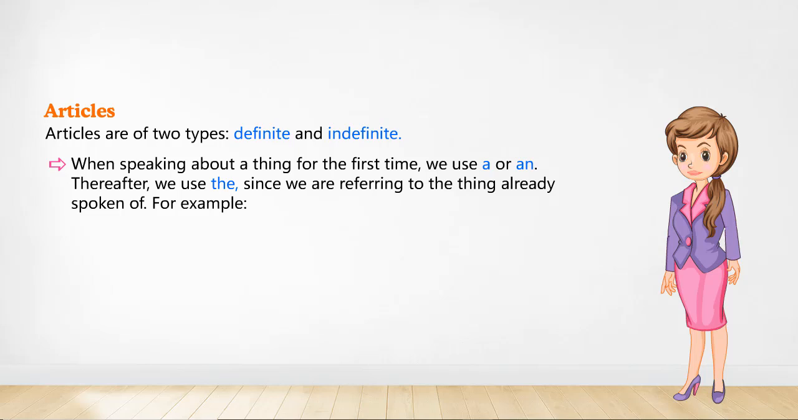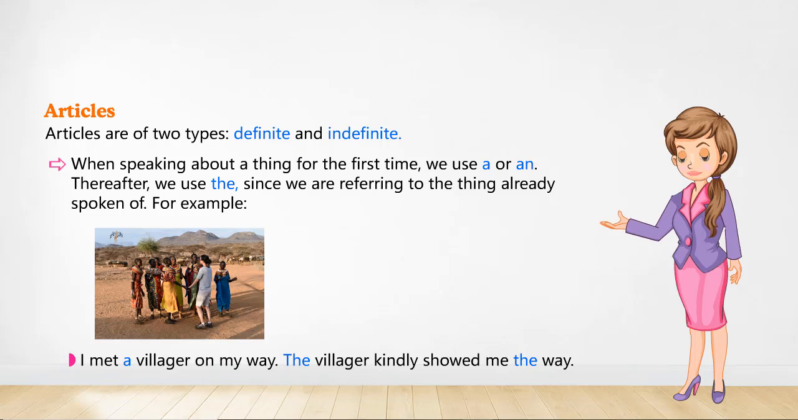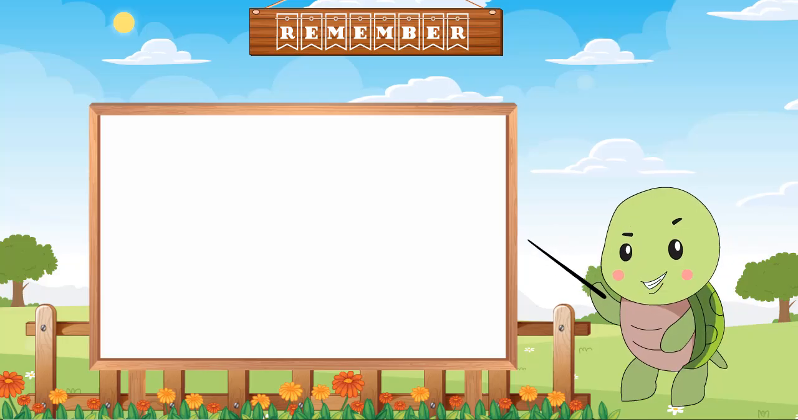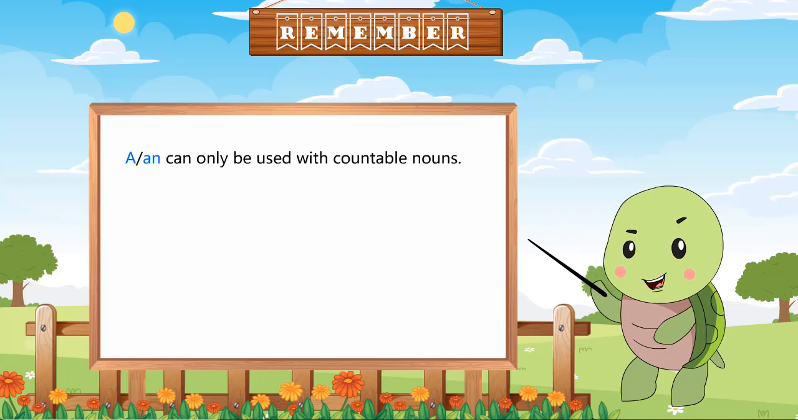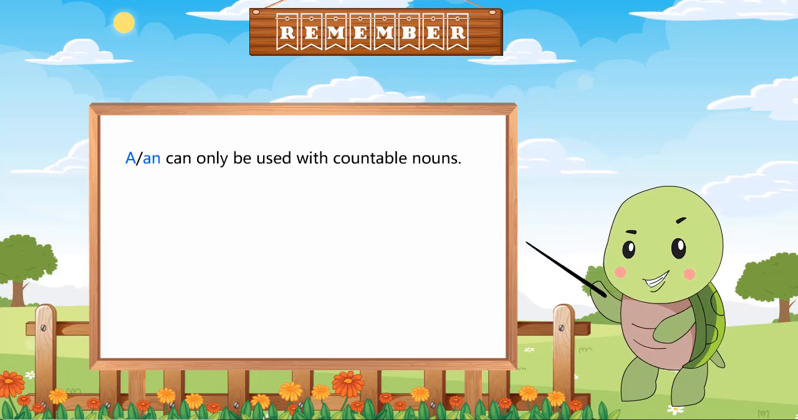Thereafter, we use the since we are referring to the thing already spoken of. For example, I met a villager on my way. The villager kindly showed me the way. Remember, a/an can only be used with countable nouns.